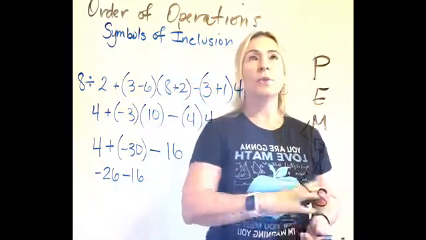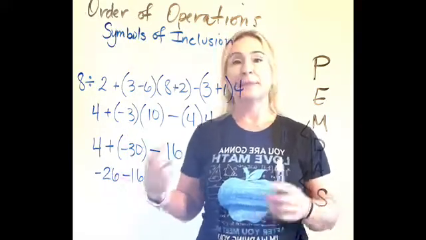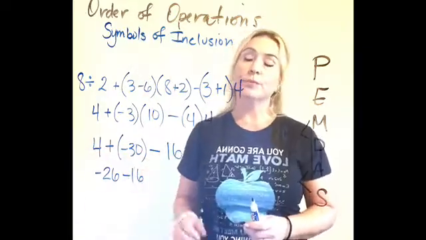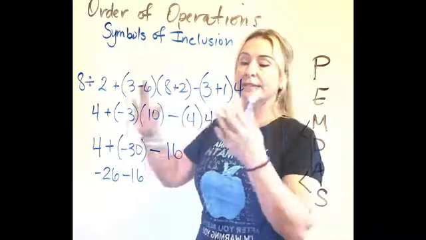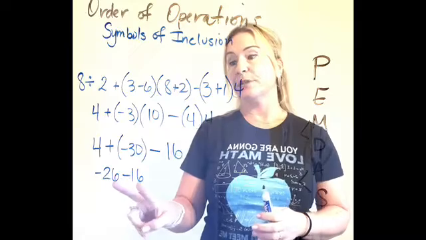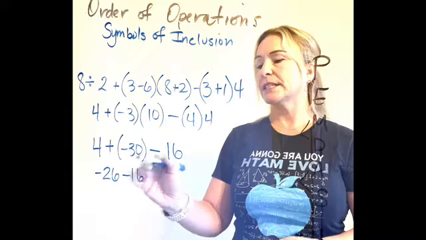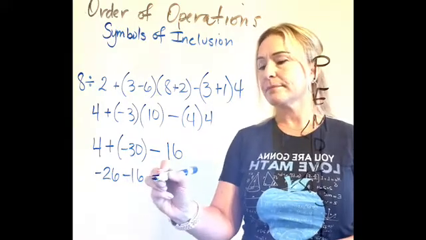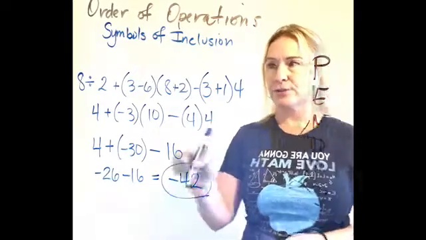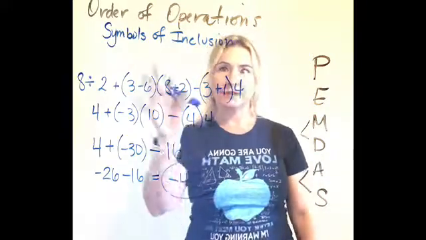I'm already way down the negative number line, way down at negative 26. And I'm subtracting again, which means I'm going to the left even more. So really, I'm going more deep into the negative territory. So with that said, I'm going to be adding these two numbers together, but I'm keeping it negative. So negative 26 and negative 16 make negative 42. And that is the final result for this particular order of operations question. Hopefully that makes sense with symbols of inclusion.